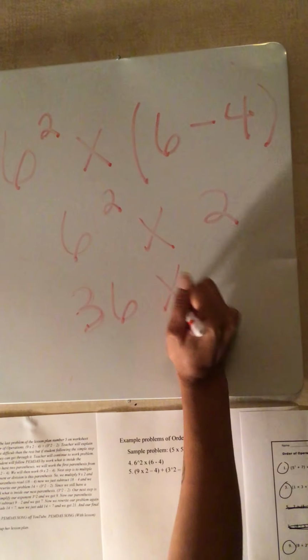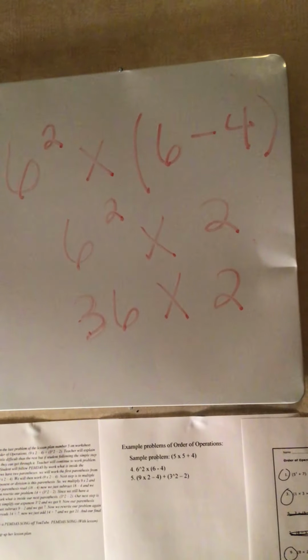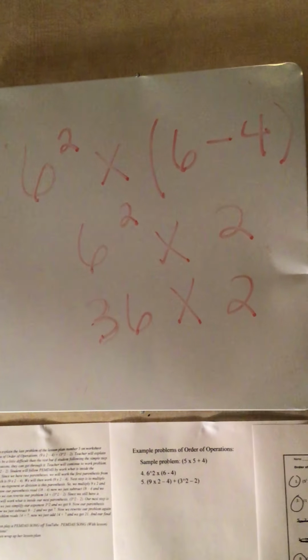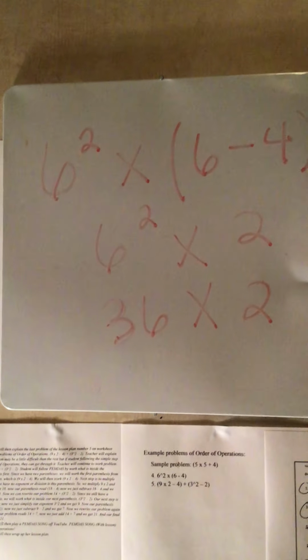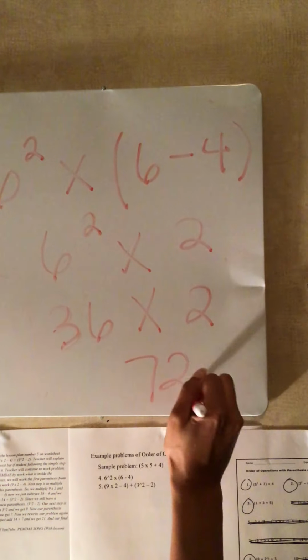And just bring our multiplication sign and our 2. And we don't know 36 times 2 by heart, so we just get our calculator and do 36 times 2. And we get 72. And 72 is our answer.